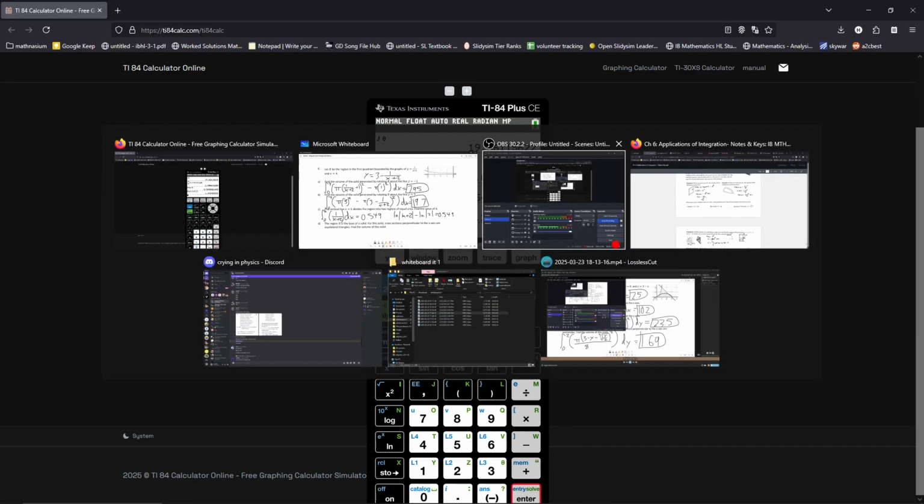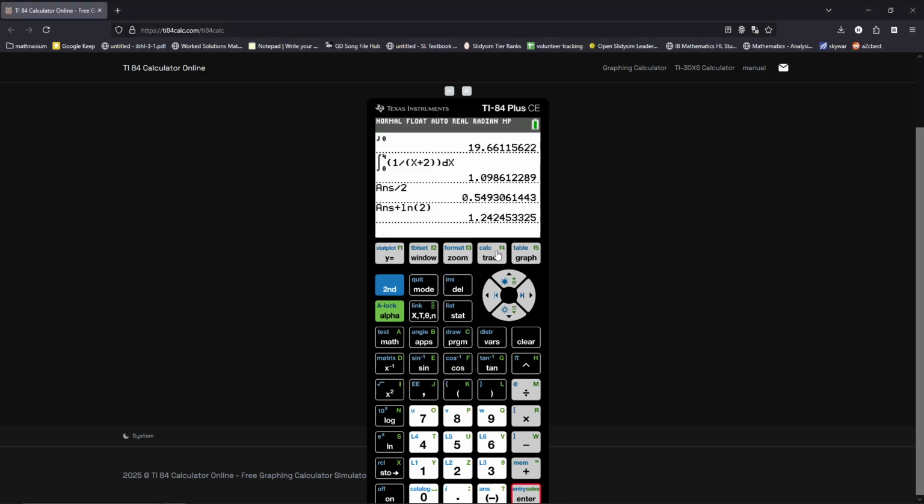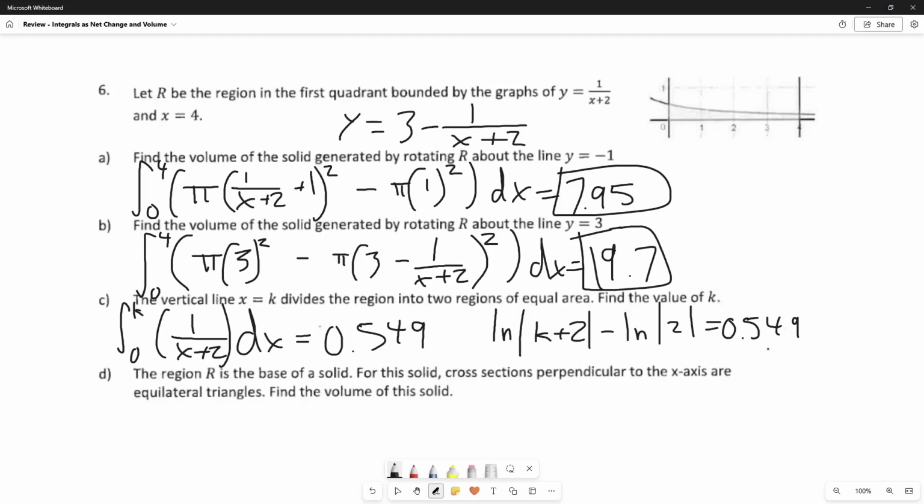That is 1.242 whatever. And this means e to the power of this is equal to k plus 2. So e to the power of our answer is equal to k plus 2. We subtract 2. We should get our answer of 1.46. So we get k equals 1.46. And that's our final answer.